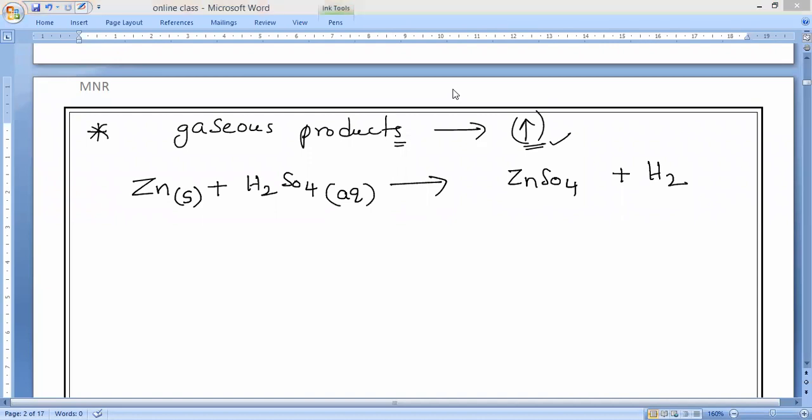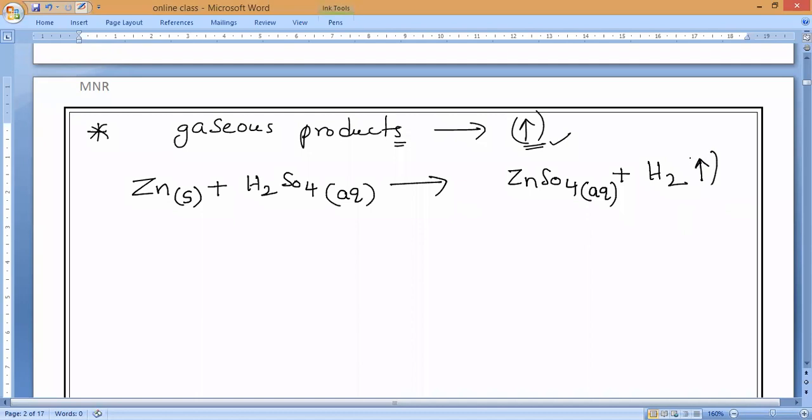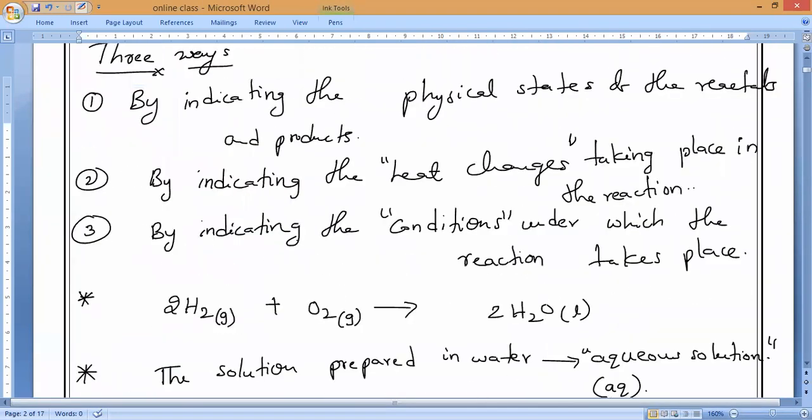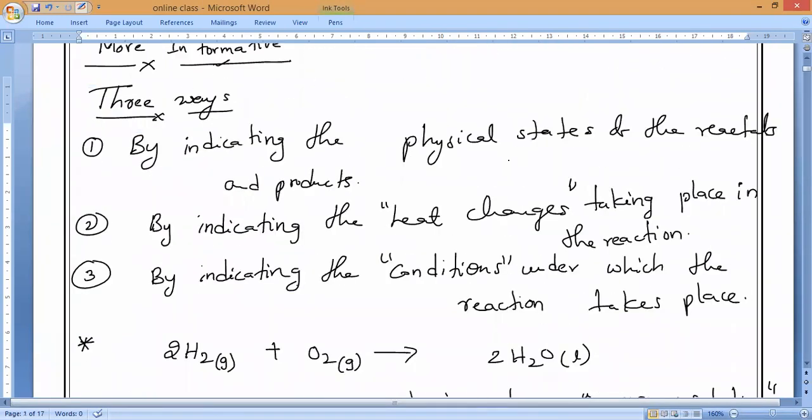Yes, what Durga? I'll explain. Next, the third one is zinc sulfate. What is the state of zinc sulfate? Zinc sulfate is also aqueous state. Hydrogen is a gas, so we represent that with an up arrow. Understand? Now, see Durga, we can make the equation in three different ways. One is by mentioning the physical state. Physical state means either solid, liquid, gaseous or aqueous. So these are the four states we are going to mention.